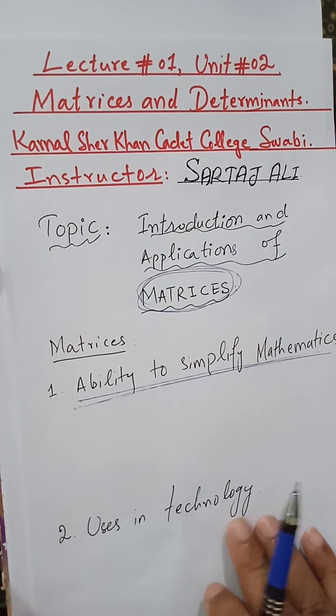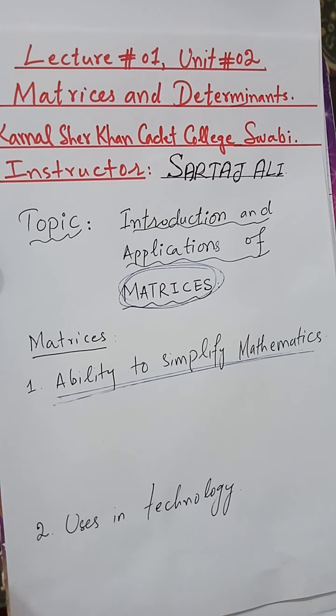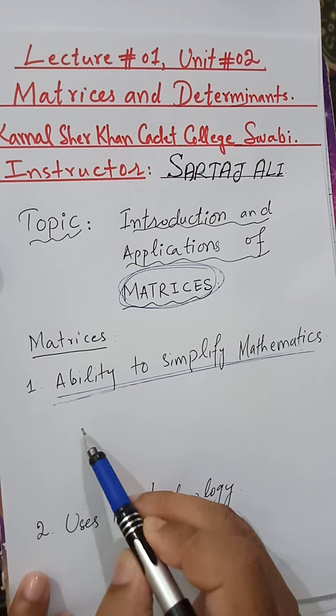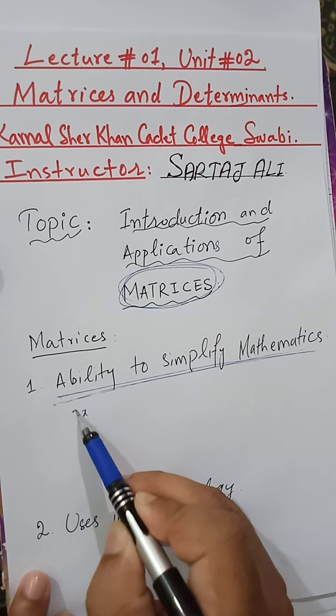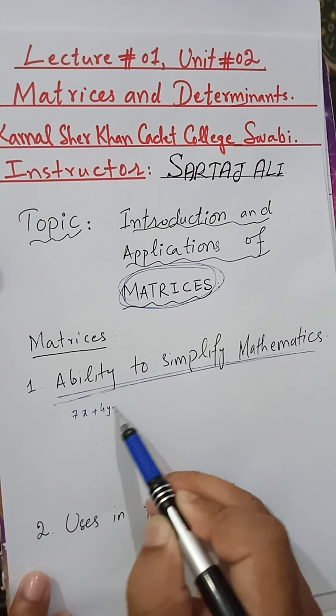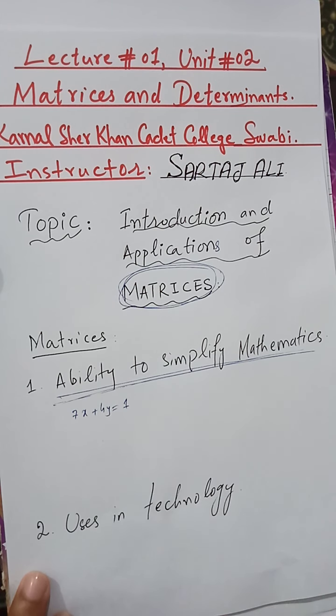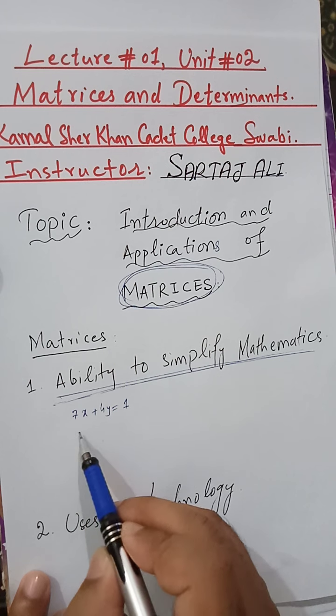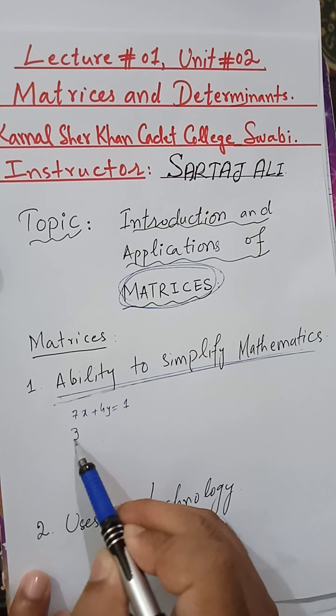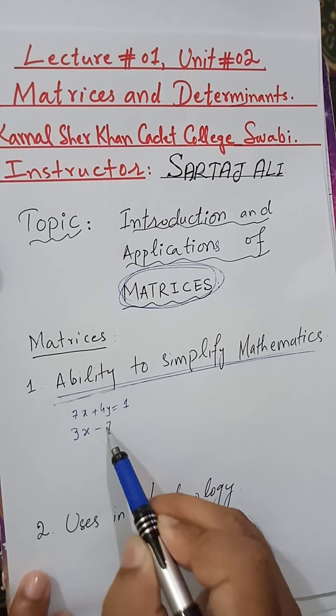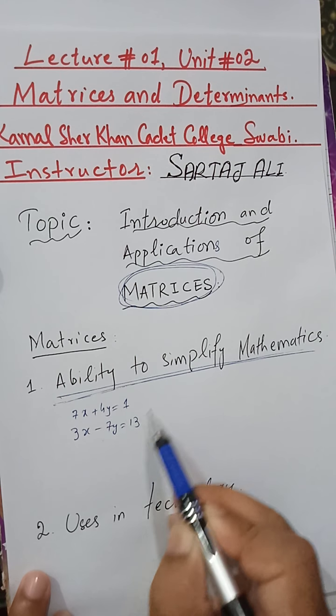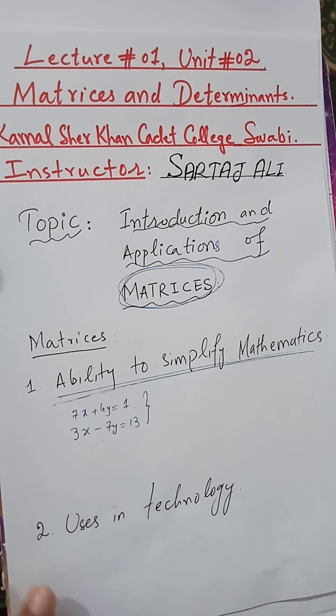For example, if I consider a system of linear equations, let's say the system is 7x plus 4y equal to 1. This is the first linear equation in two variables, and let's say another linear equation in two variables is 3x minus 7y equal to 13. So this is a system of linear equations.